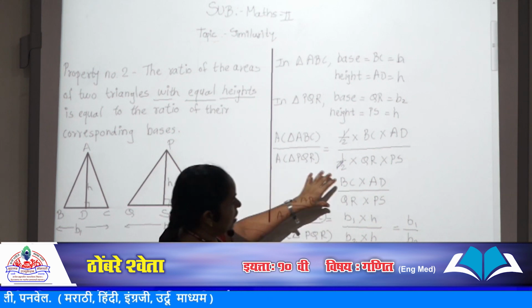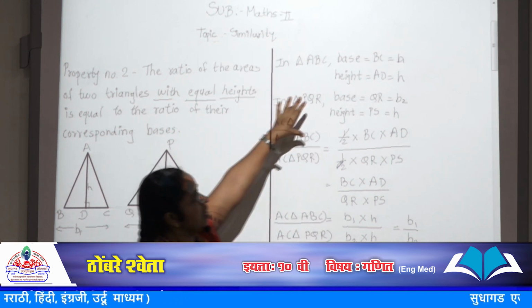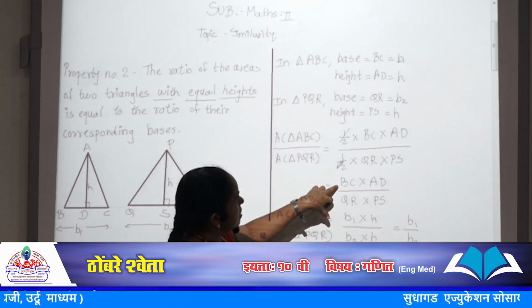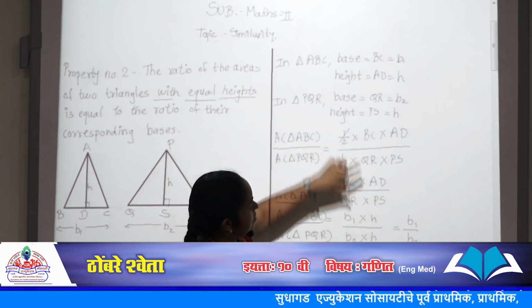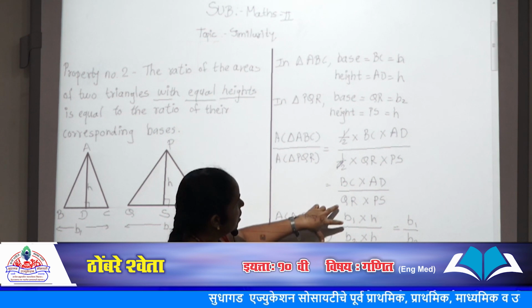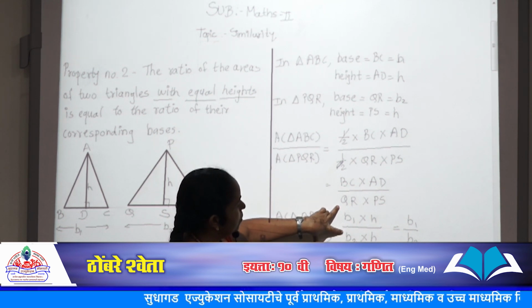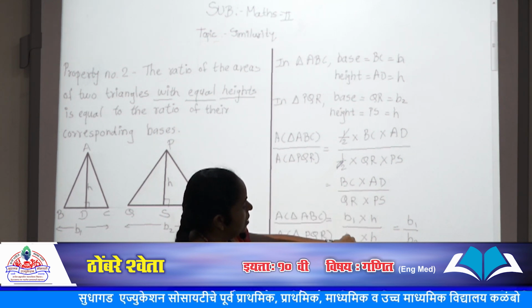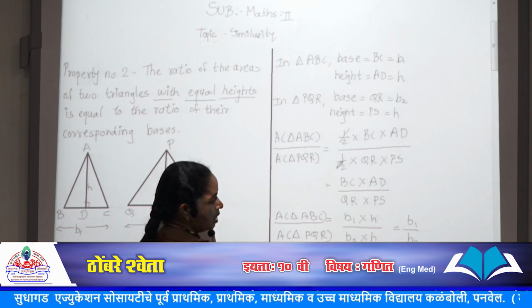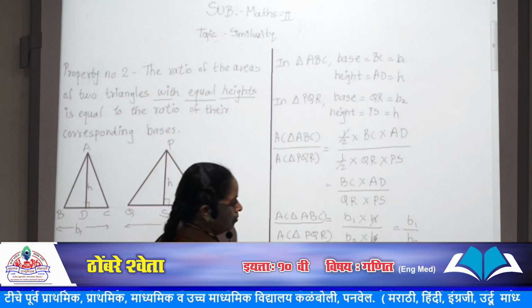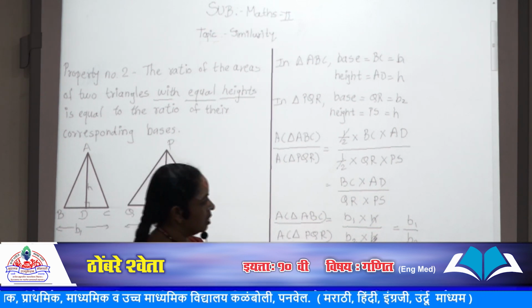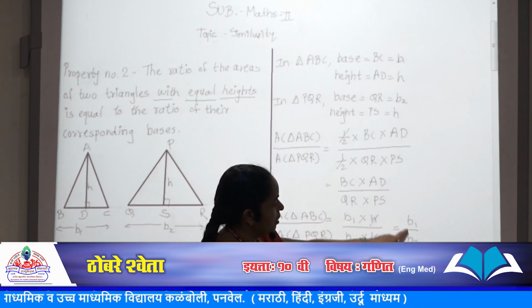Now again we can replace these terms by our assumptions. So here BC we can replace by B1 and AD we can replace by H. Similarly QR we can replace by B2 and here PS we can replace by H. Once again here H, H, both terms are the same, so they are cancelled from both sides. So what is remaining here? Is equal to B1 upon B2.